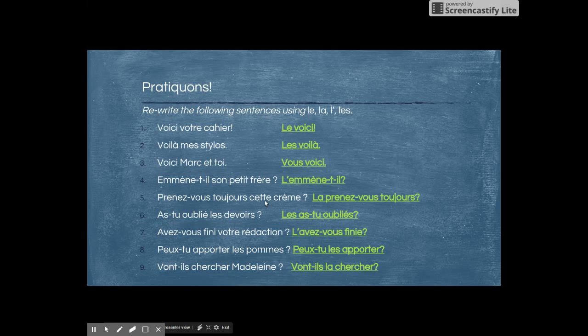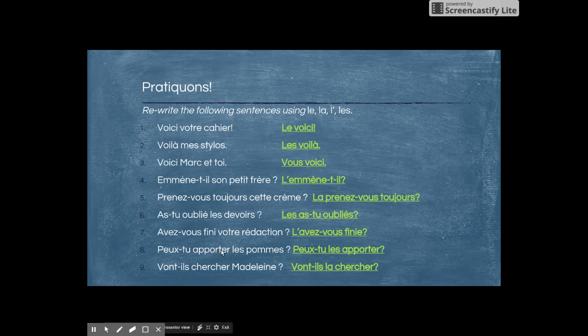5. Prenez-vous toujours cette crème? La prenez-vous toujours? Bien, la still needs to go before your verb. Et 6 et 7, c'était passé composé. As-tu oublié les devoirs? Les as-tu oubliés avec S, right? So even in the inverted question, we need to make sure that the past participle agrees with a preceding direct object. Okay? Et avez-vous fini votre rédaction? L'avez-vous finie, avec E, parce que rédaction, c'est féminin.